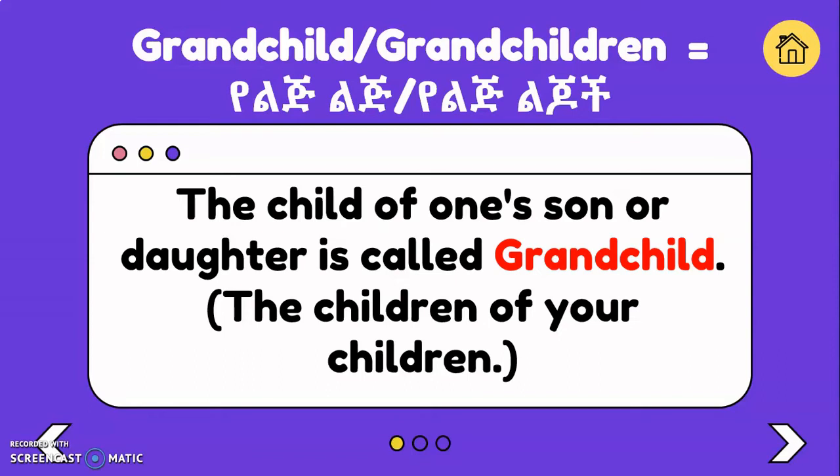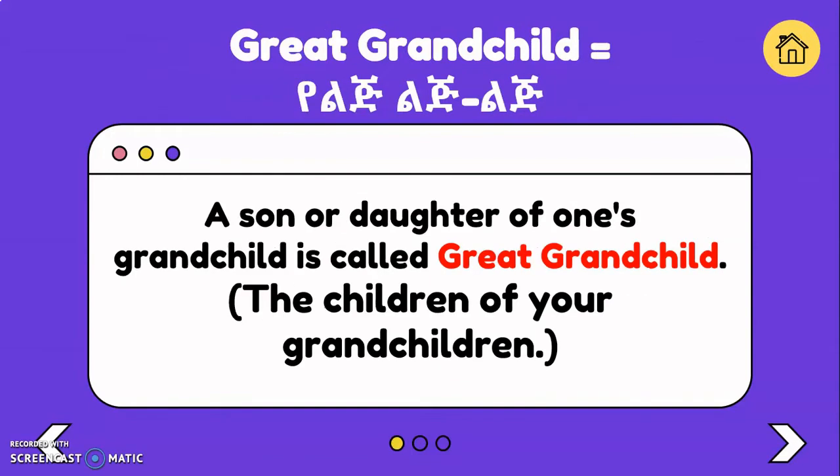Grandchild, grandchildren. Grandchild is the singular form and grandchildren is the plural form. The child of one's son or daughter is called grandchild, or the children of your children are referred to as grandchildren. Great-grandchild. A son or daughter of one's grandchild is called great-grandchild, or the children of your grandchildren are called great-grandchildren.